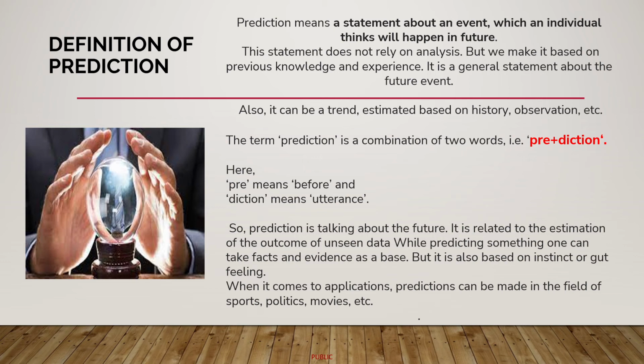The term prediction is a combination of two words: pre means before and diction means utterance. So the prediction is talking about the future. It is related to the estimation of the outcome of unseen data. While predicting something, one can take facts and evidence as a base, but it is also based on instinct or gut feeling. And when it comes to applications, predictions can be made in the field of sports and politics and movies, etc.